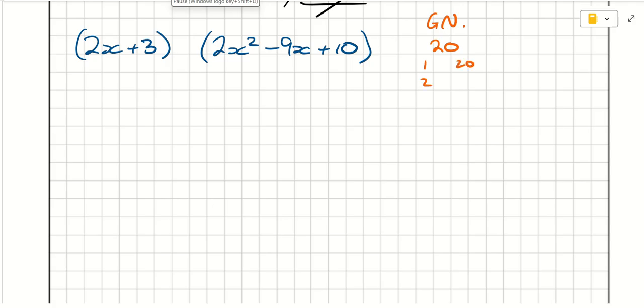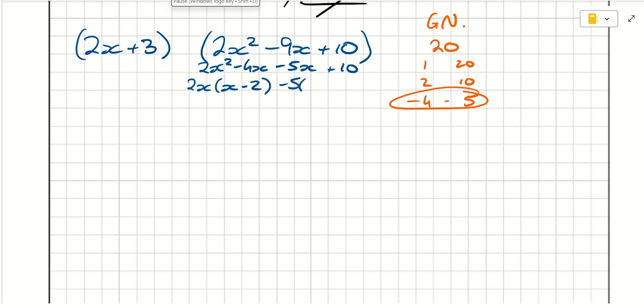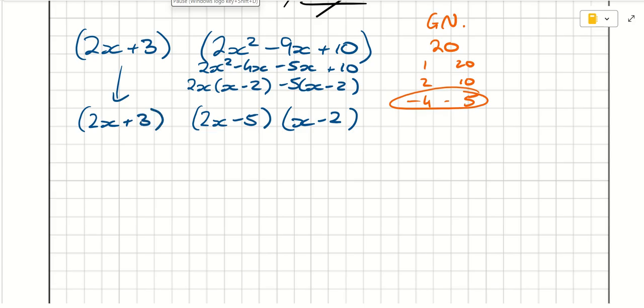So we've got 1 and 20, 2 and 10, 4 and 5. Which of them is going to have to be minus 9? It'll have to be minus 4 and minus 5. So let's just factorize this: 2x squared minus 4x minus 5x plus 10. So 2x times x minus 2, minus 5 times x minus 2. So our new bracket will be 2x minus 5 and x minus 2, and that bracket isn't going to change. That's 2x plus 3.